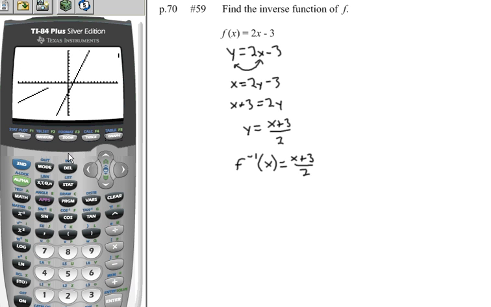notice my first graph's a line, second graph is a line. We should see that these graphs are reflections of each other across the line y equals x, so across this diagonal line. And you can see if you could flip that first graph across this diagonal line, it's going to give you that second graph. So yes, indeed, these two functions are inverse functions of each other.